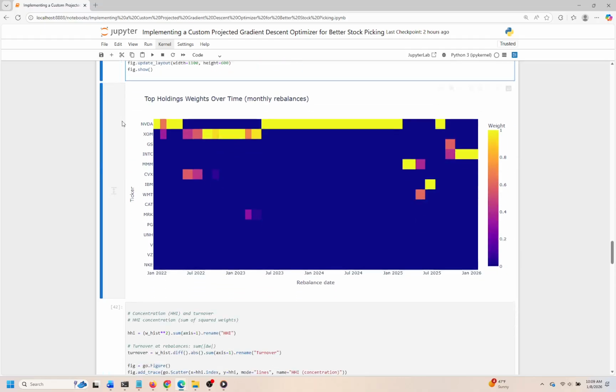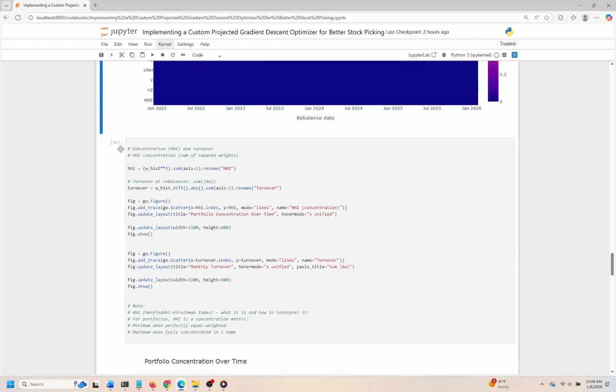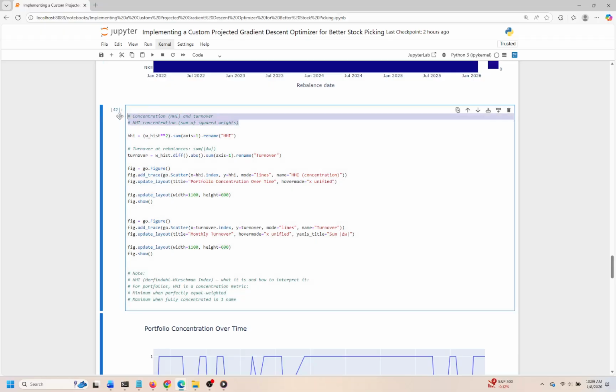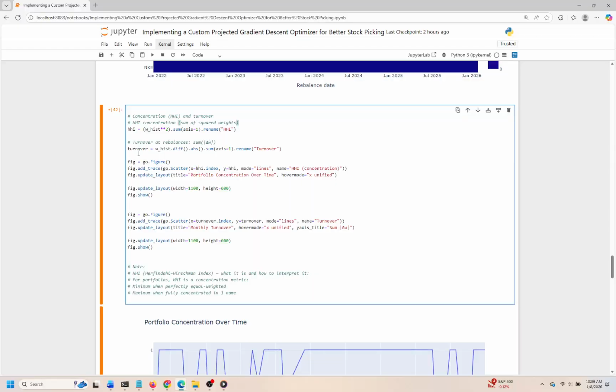Cell 11. In this cell, we're diving into two important metrics: the Herfindahl-Hirschman Index, or HHI, which measures portfolio concentration, and turnover, which assesses the changes in portfolio allocations over time. These metrics are crucial for understanding not just how concentrated a portfolio is, but also how actively it's being managed.